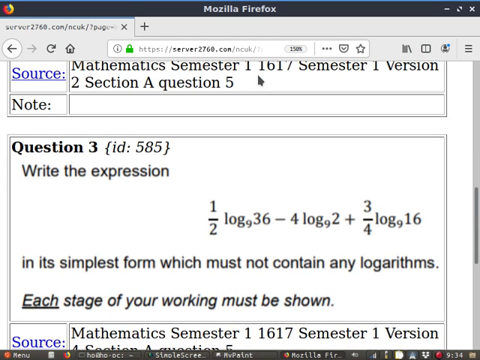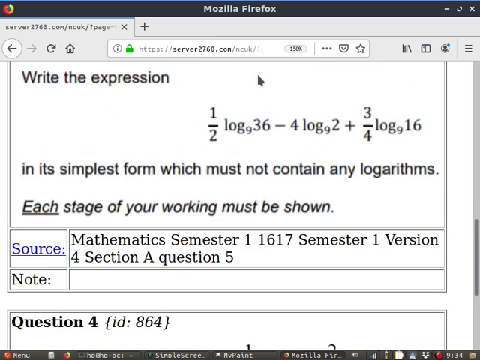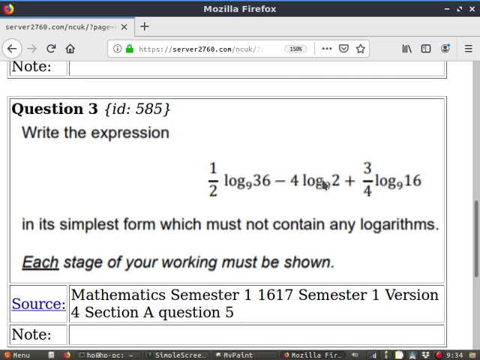Let's give you a tricky one. They're all kind of the same. Try this one for a minute. See if you can get it.